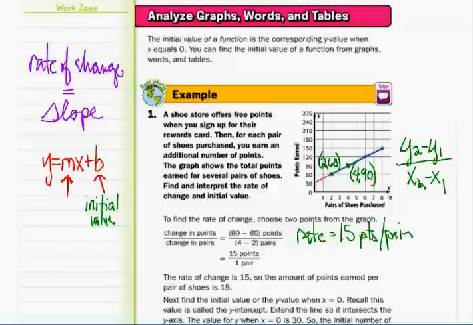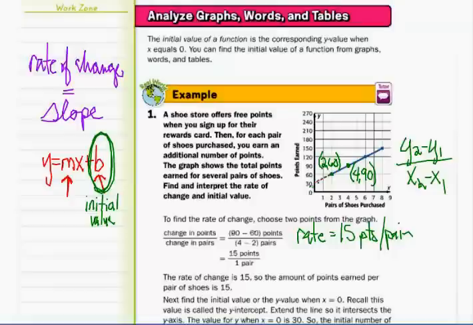That's the rate. Now, the initial value is our y-intercept. So they talk about extending this line down right here, which is fine. But how do you know if it's 30 or if it's 31 or if it's 29.5? It's kind of hard to tell just by extending a line like that. And some of your lines aren't very straight anyway. So sometimes you need a more algebraic way to do it.